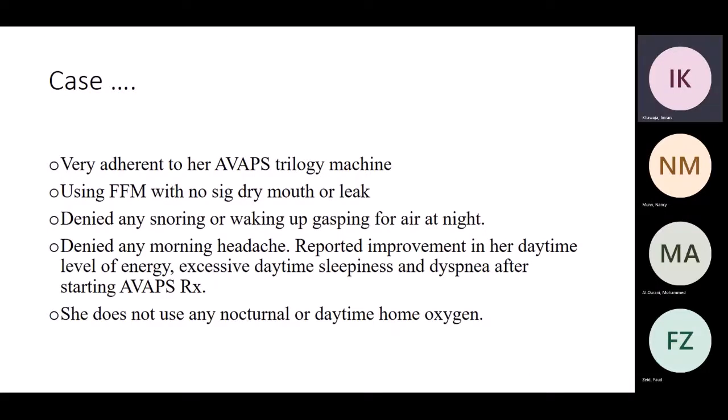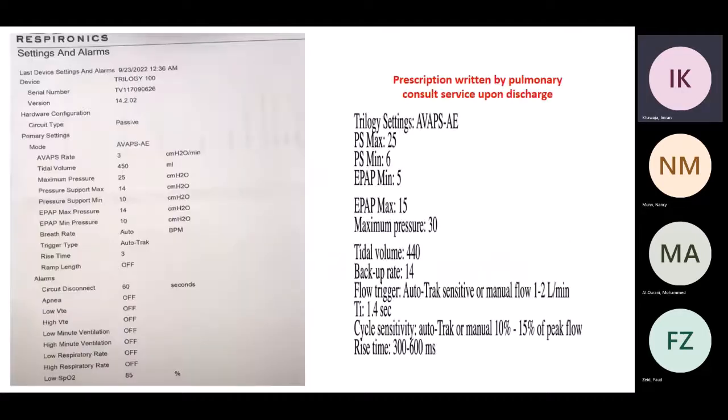Okay, so when I saw her, she was very adherent to her Trilogy machine. She's using a full face mask and denied having any dry mouth. By the way, when you ask patients if they have constant dry mouth every night, this is a sign that they have a leak. So you have to look carefully for that. The patient denied any history of snoring or waking up gasping at night. Denied any morning headache, and reported some improvement in her daytime energy. She said she is now able to walk with less shortness of breath during the day, and her excessive daytime sleepiness has also improved. The patient doesn't use any oxygen during the day or night as of now.